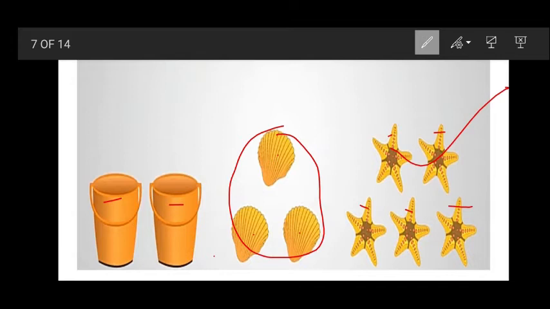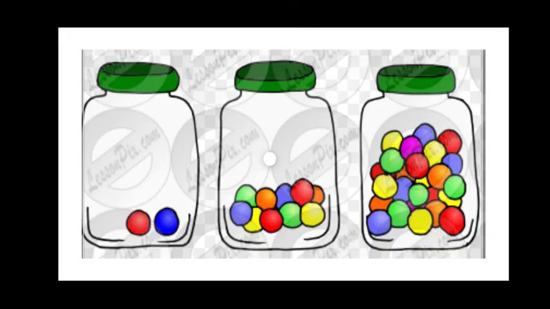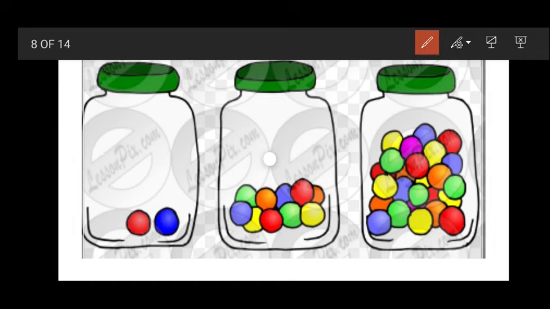Okay children? Now I'll show you another example. See children, here we have how many jars? 3 jars. See, the first jar has how many marbles in it? 2 marbles. But see the second jar children, there are more marbles in the second jar. So if the first jar is more, the second jar is called more than, because the second jar has more marbles than the first jar.